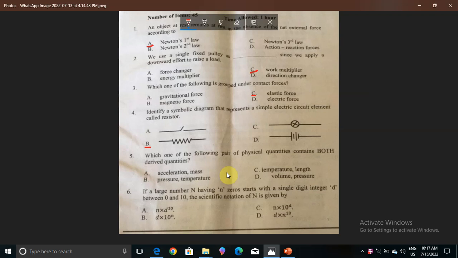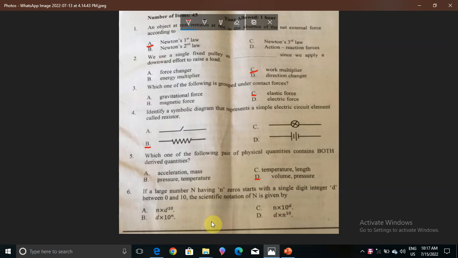Okay, the same thing with C. There is temperature and length, both of them. Wait, temperature, yes, but length, not sure about it. Temperature, yes, is a fundamental quantity, not derived. So choice C is not correct also. But we have here volume and pressure. Yes, volume, it is meter cubed, and pressure, that's force over area. So yes, volume and pressure, both of them are derived physical quantities. So the correct answer for question number 5 is D.